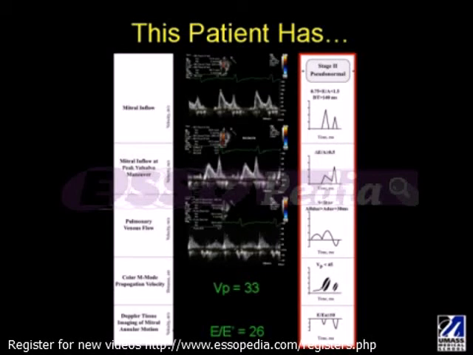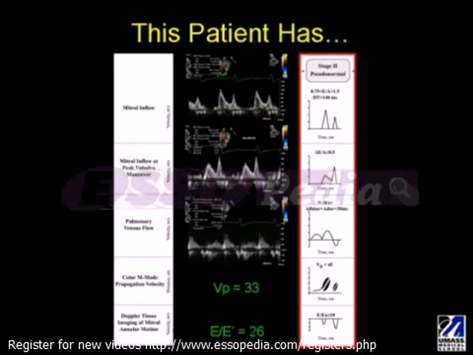So this patient has pseudonormalization, and as you can see in the top panel, the mitral inflow pattern looks normal. Everything is normal. Deceleration time is greater than 140. The ratio is normal. But look just below, you see that the E wave decreases, deceleration time increases, and A wave increases in that example.